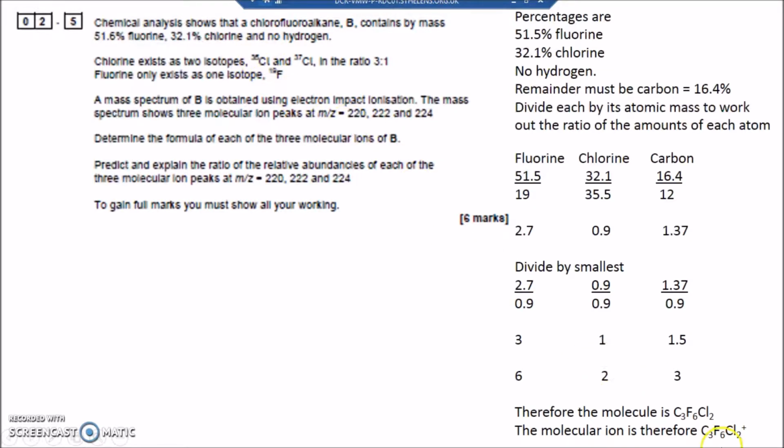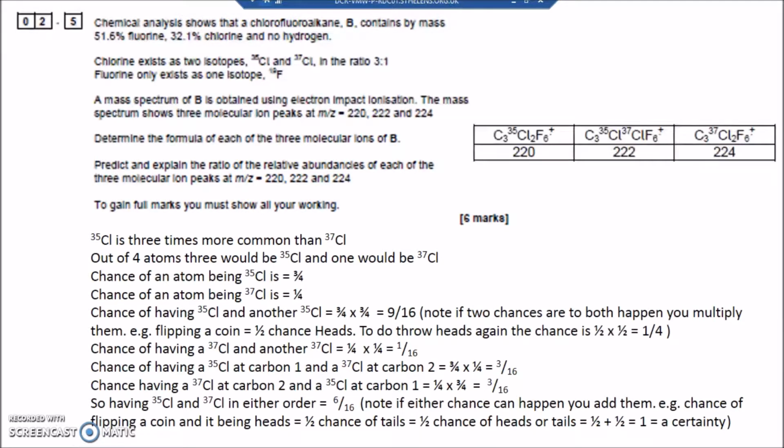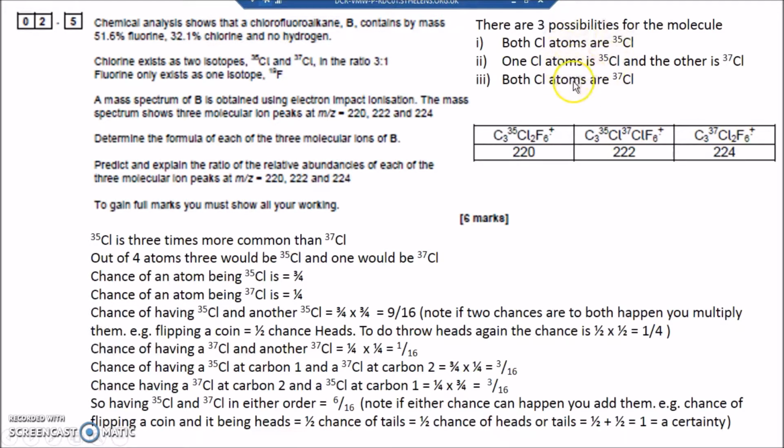If you add up the MR with 2 35Cls, that's going to give the lowest MR at 220. A 35 and a 37 will give a slightly higher MR at 222, and 2 37s will give a 224. So that then gives you this here. So 2 35s, 220, 35 and the 37, 222, and 2 37s gives a 224. Okay, so those are the combinations.